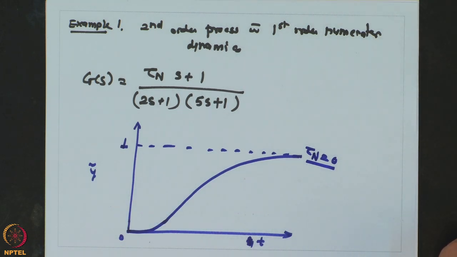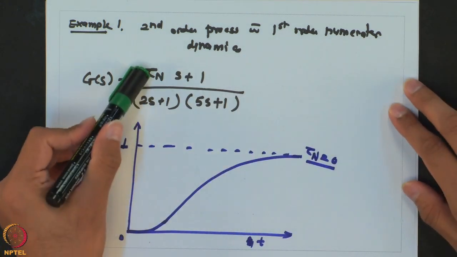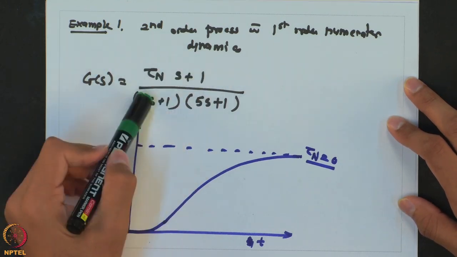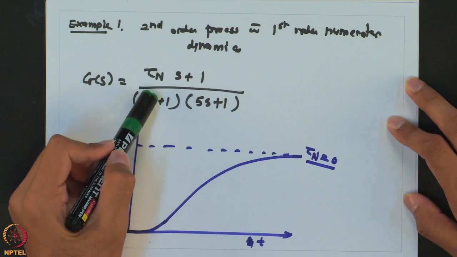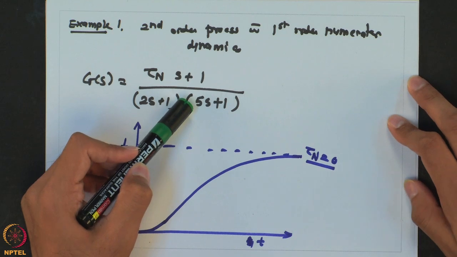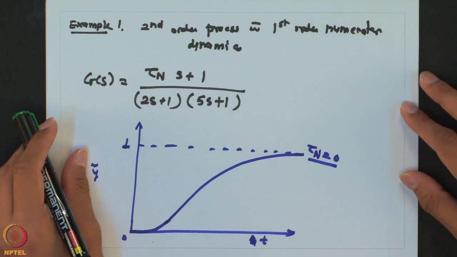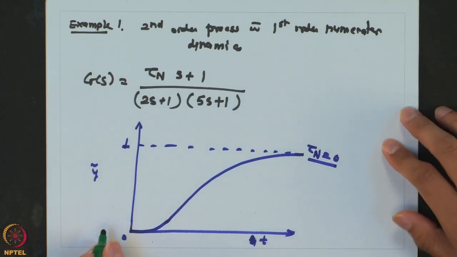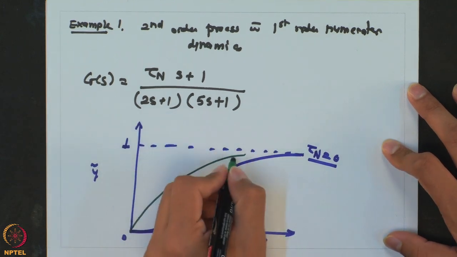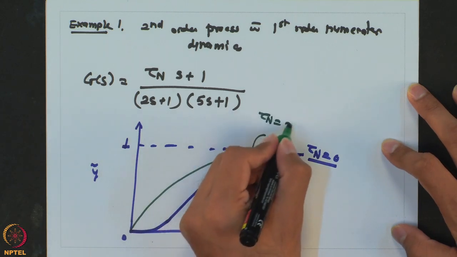Now, let us consider that tau n is equal to 2. So, when tau n is equal to 2, we are going to have 2s plus 1 and 2s plus 1. So, these two modes would get cancelled, and what you have is 1 over 5s plus 1. So, in fact, this system is going to behave like a first order system with time constant of 5. So, in that case, the response will be something like this. This is when tau n is equal to 2.